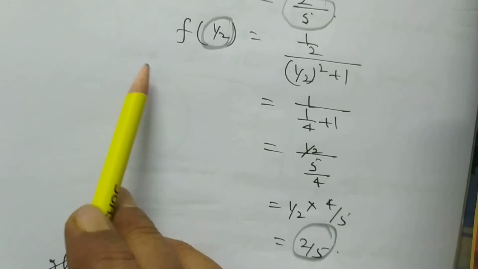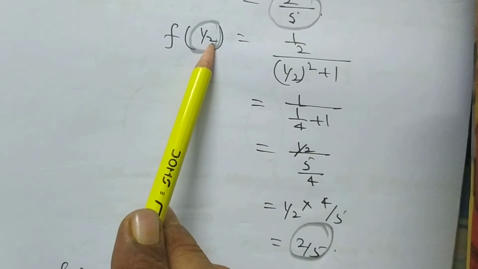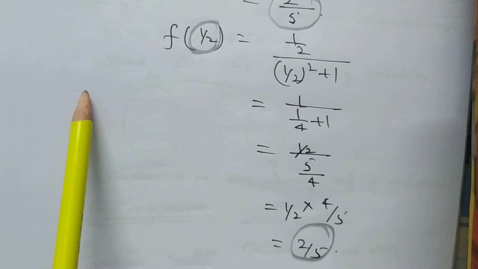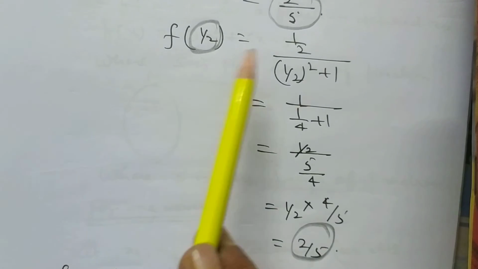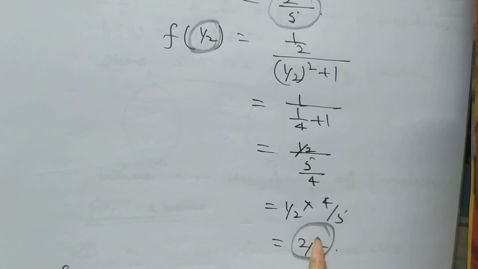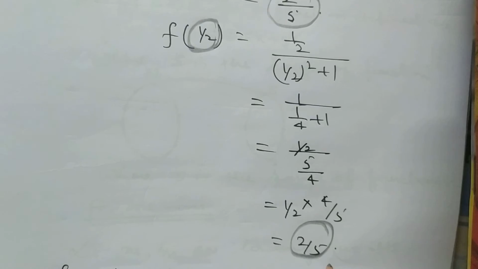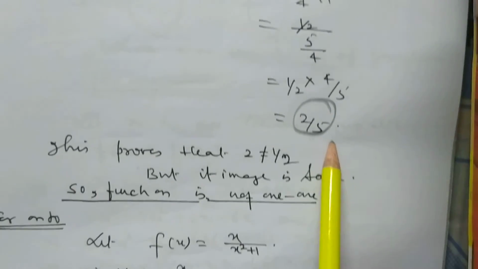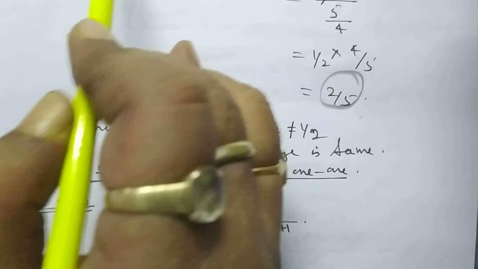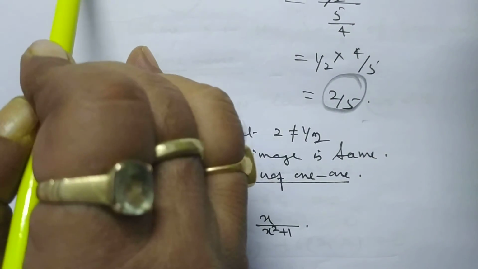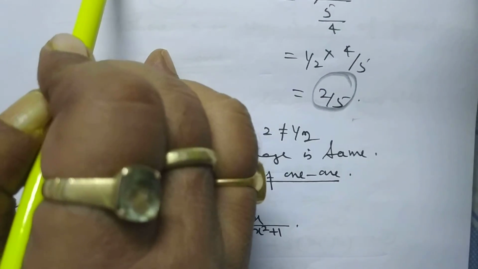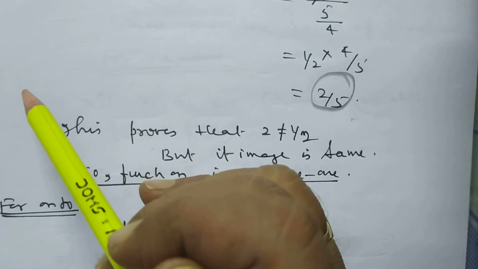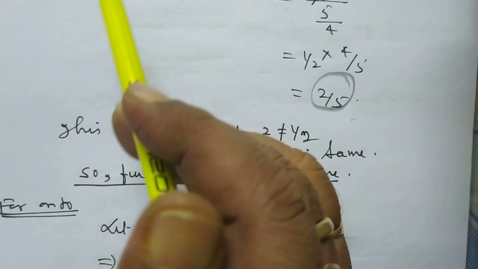What do you observe? Two elements, 2 and 1/2, have the same image. So the function is not one-one. This method is a very particular method, and we should apply this method. It is more effective rather than the general method.